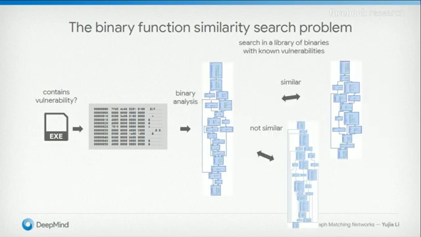Once we convert the binaries into such control flow graphs, the problem becomes a search in a library of binaries with known vulnerability issues. The task is to identify whether the incoming query graph is similar enough to any of those candidates in the library. If so, this query binary might contain similar vulnerabilities as the candidate matches. And then we can notify the author of the program so that they can apply patches quickly.